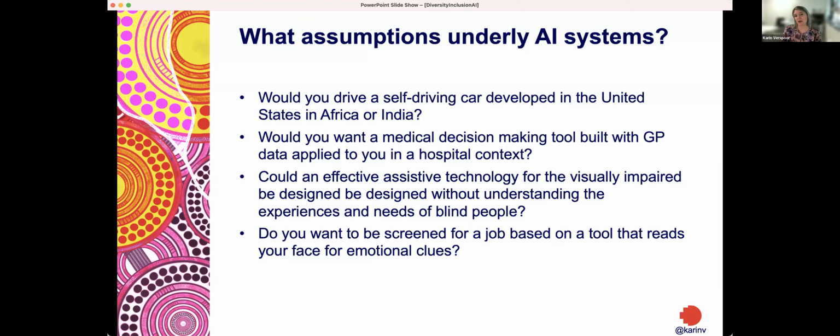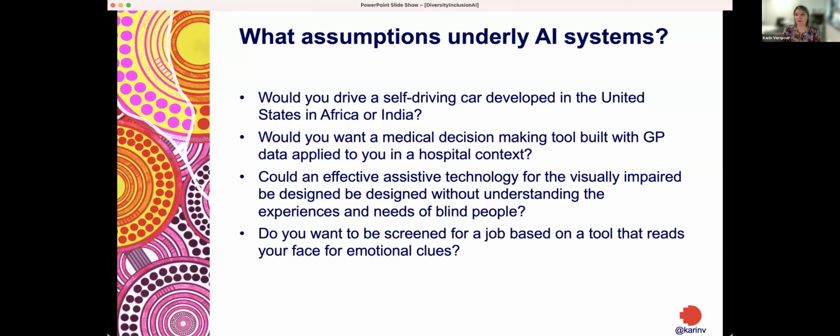Would you drive a self-driving car that was developed in the United States, in India, or in Africa? I don't know how many of you have ever visited India or Africa, but the road conditions are extremely different, right? In many places in these countries, lanes are sort of optional. You have dirt roads, you have potholes at a rate which is much higher than in the developed world, and so forth and so on.